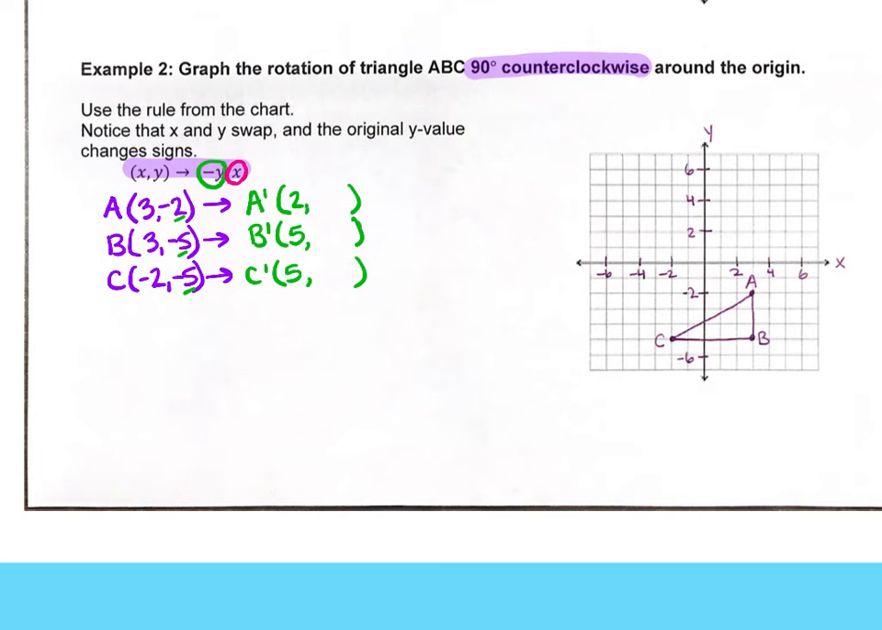Now to get the new y-coordinate, I go back to the original x. My original x was 3. My new y is 3. My original x was 3. My new y is 3. My original x was negative 2. My new y is negative 2. And so I've got my ordered pairs. I'm going to graph them. A prime is now 2, 3. B prime is 5, 3. And C prime is 5, negative 2.